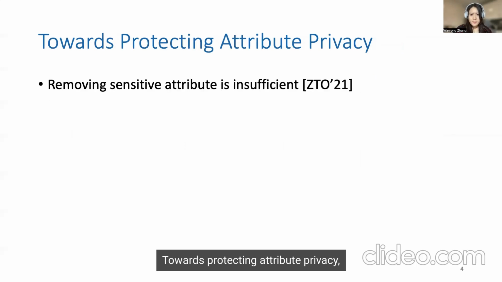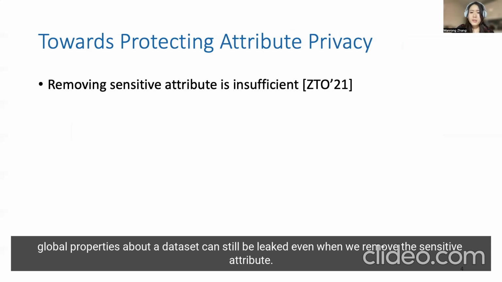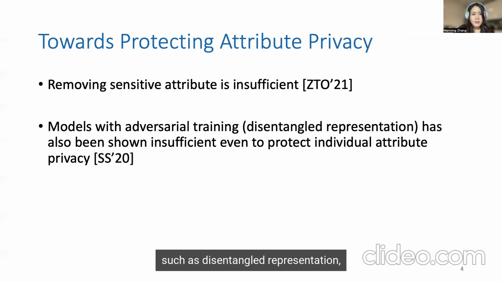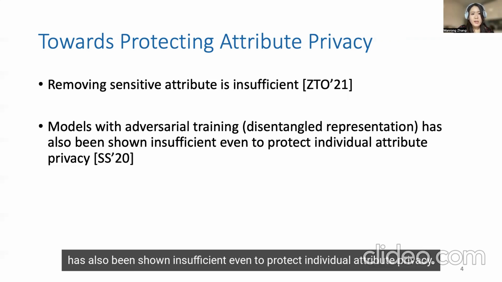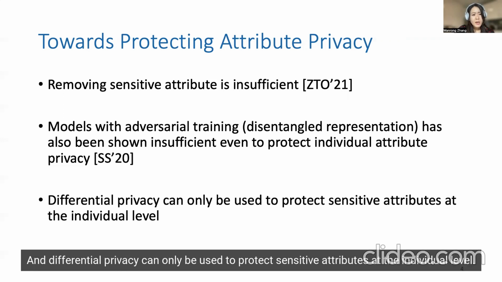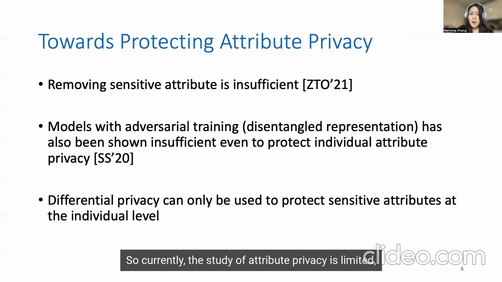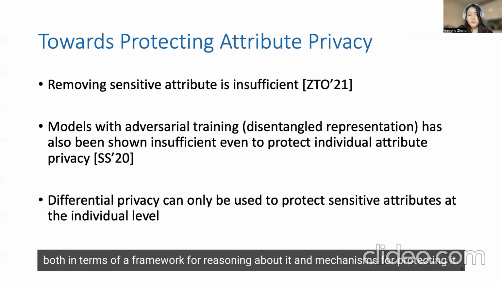Towards protecting attribute privacy, several recent works show that global properties about the dataset can still be leaked even when we remove the sensitive attributes. And models with adversarial training, such as disentangled representation, have also been shown insufficient even to protect individual attribute privacy. And differential privacy can only be used to protect sensitive attributes at the individual level. So currently, the study of attribute privacy is limited, both in terms of a framework for reasoning about it and mechanisms for protecting it. First, I'm going to talk about the formal framework and definitions.